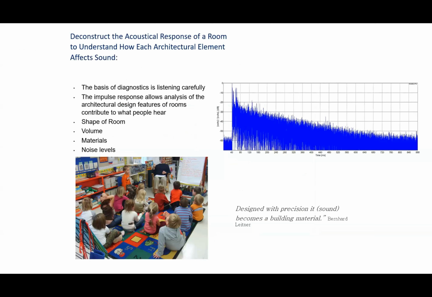So that was a little bit about some of the research behind this, but now we're going to look at how this affects the architecture even more specifically, as some architects may be looking at this. We're going to deconstruct an actual impulse response from a room. An impulse response is a tool that can be used to analyze the architectural design features of the room and look at how the different features contribute to what people hear.